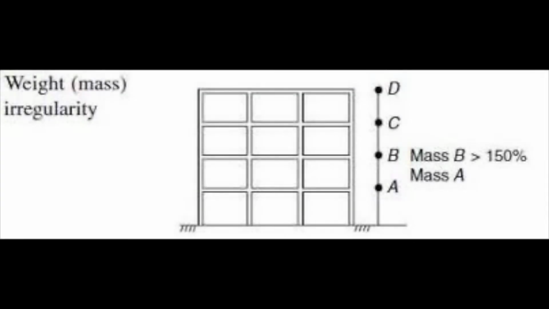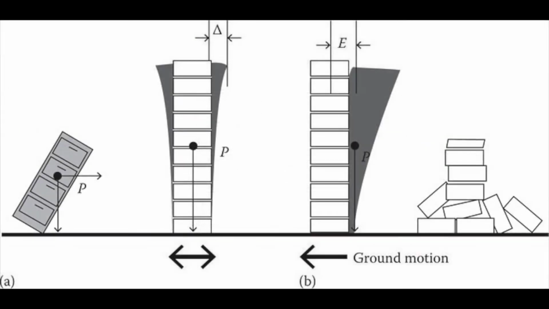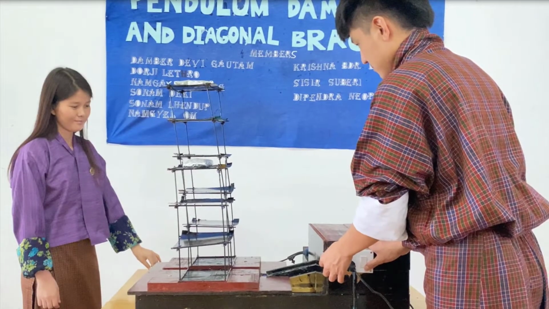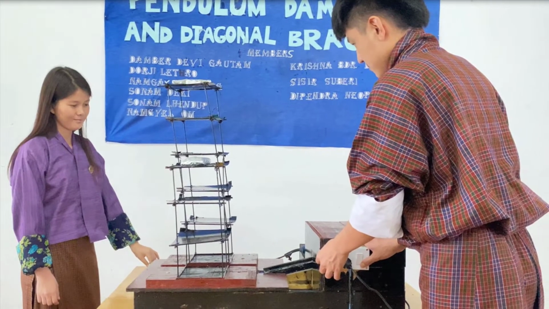For case number 4, we'll look at the addition of load to demonstrate mass irregularity. When the weight of a floor is double or more than 200% of the weight of its adjacent floors, there can be a phenomenon of mass irregularity. This could lead to reduction in ductility and enhancement of the P-delta effect. In this demonstration, we have placed a mass at the uppermost floor, making the scenario more critical. Let us see how the structure behaves in this case.